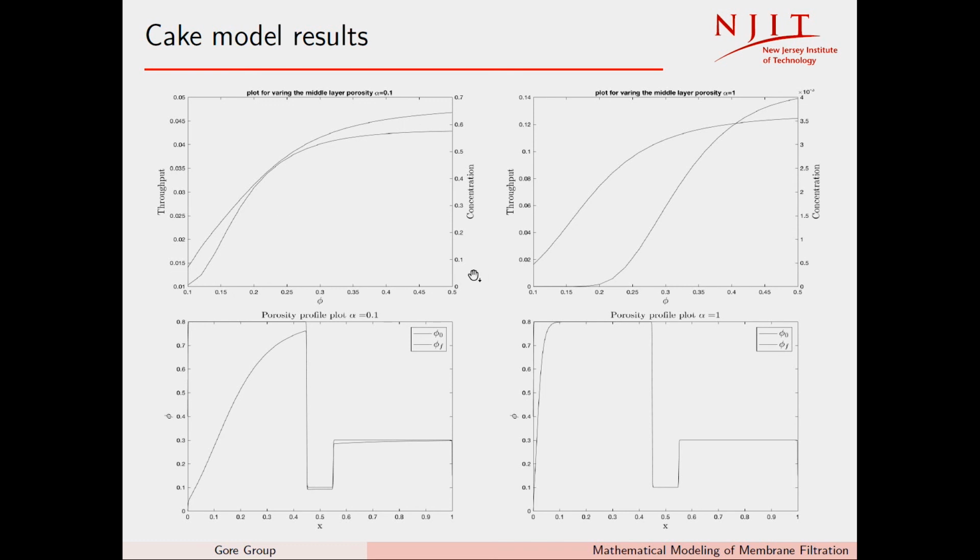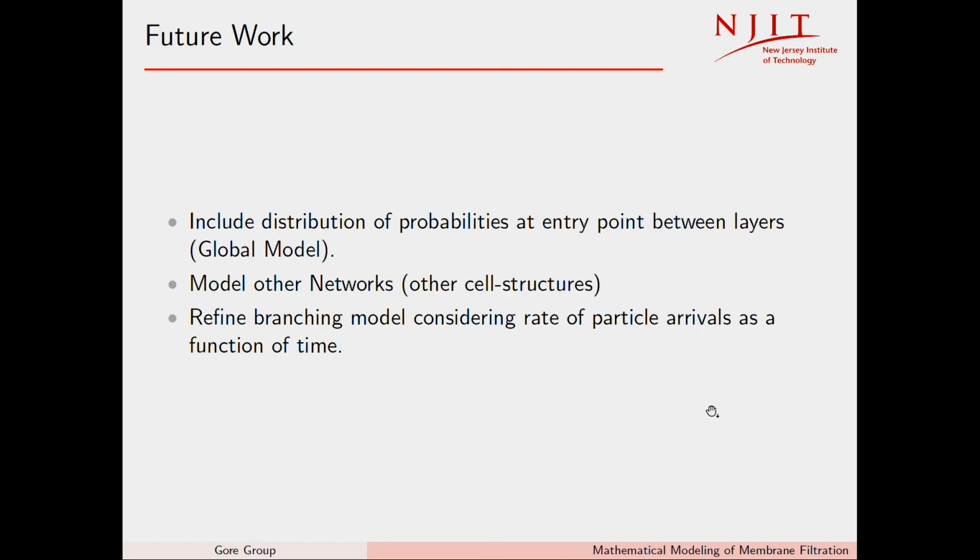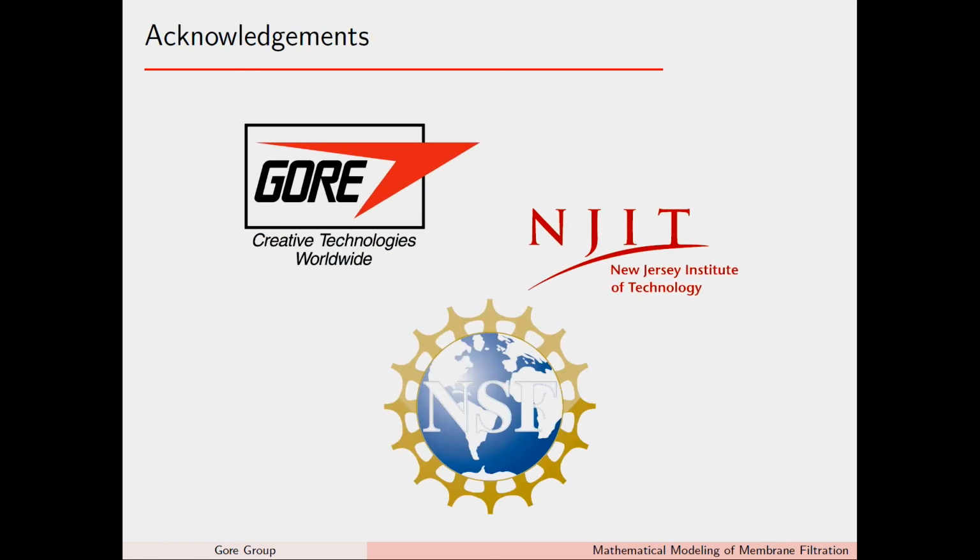And there's also an optimization problem in here, where you want to find the porosity connecting the layers and a good alpha, where alpha represents the stickiness of the particles to the pore walls due to the chemistry. And we developed 3 models, and we got some interesting numbers, and we got some optimization problems that need to be solved for the next year. And future work. And we want to thank Gore, NJIT, and NSF. Thank you.